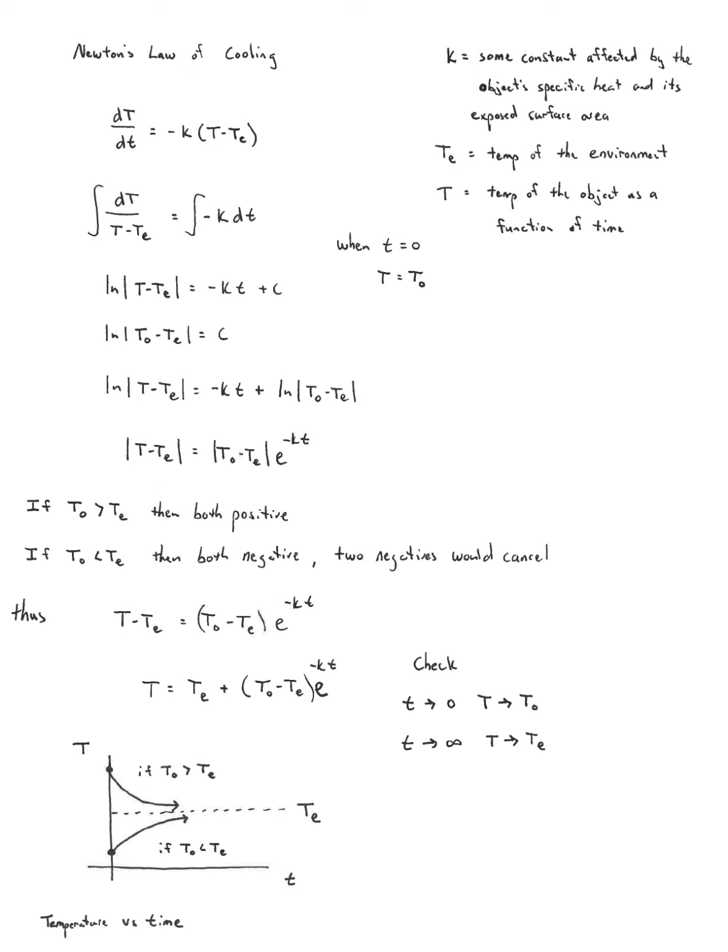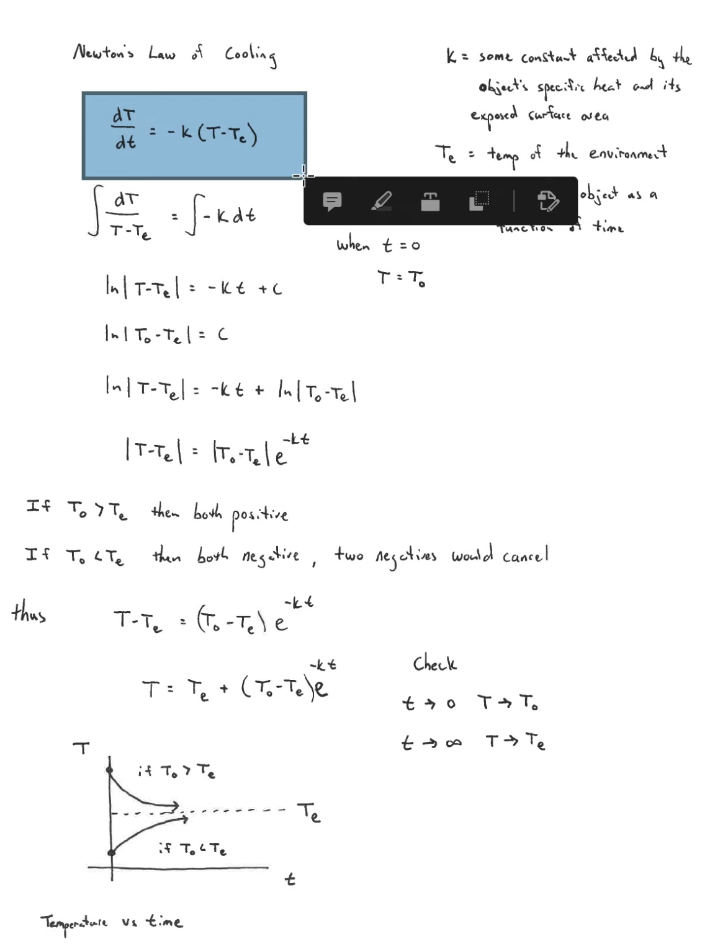Cooling, it is a differential equation that describes the rate of change of an object's temperature and realizes that it is proportional to the difference between the object's temperature and the environmental temperature. So this is the differential equation we're looking at here. dT/dt, that's the rate of change of the temperature. And it says that the rate of change of the temperature is proportional to the object's temperature and the environmental temperature. So there's some difference here.